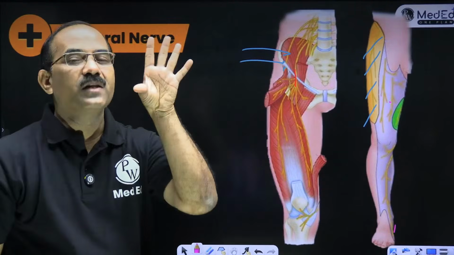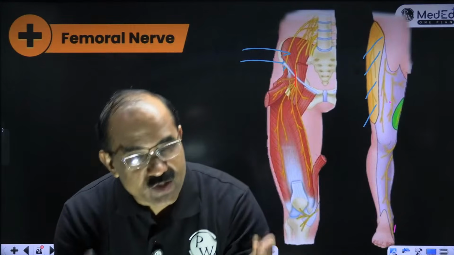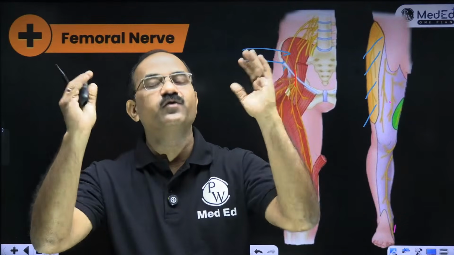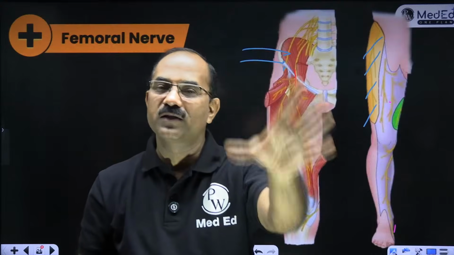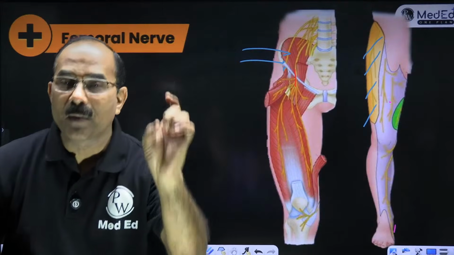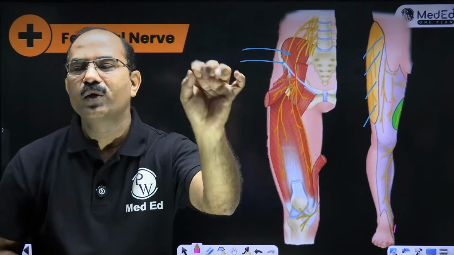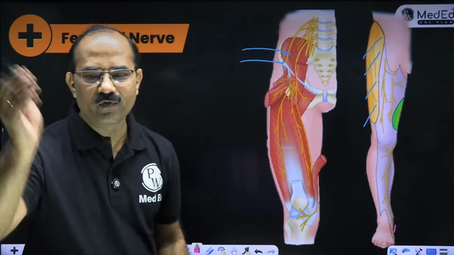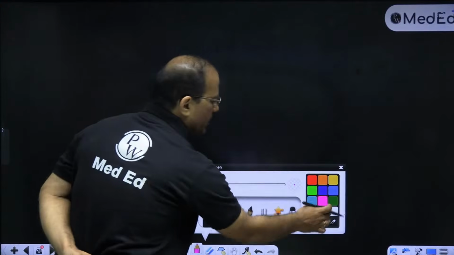So saphenous nerve is the largest cutaneous branch. अगर MCQ आता है, the largest cutaneous branch of femoral nerve, your answer saphenous nerve. What does it supply? The skin on the medial aspect of the leg and the foot up to the great toe. Fine. हाँ, तो ये खत्म हो गया femoral nerve.